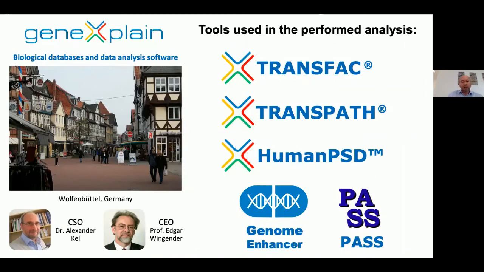And so here are the names of our products. Transfac, the database which was used to find the potential binding sites in regulatory regions of genes. Transpath is a database which was used to build these networks and find master regulators. And the HumanPSD is a database which was used to find the drugs and clinical trials and to put this whole information together.